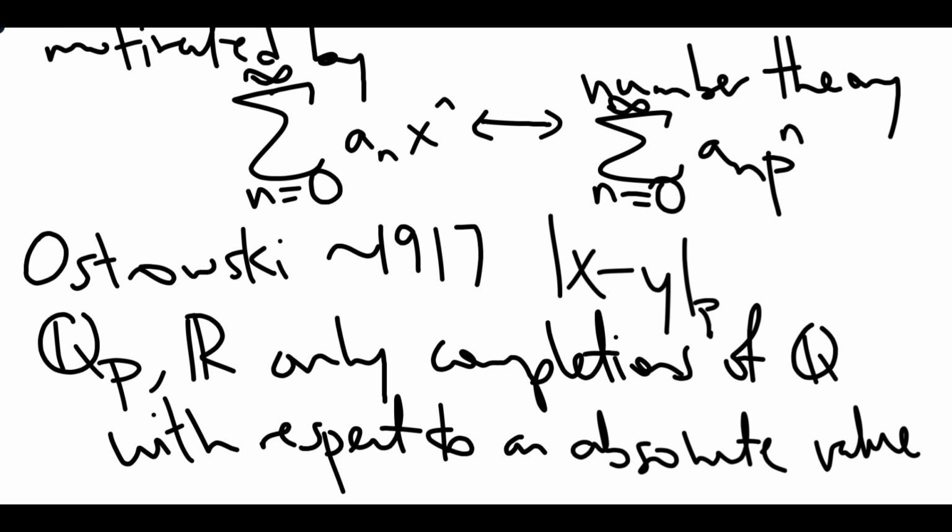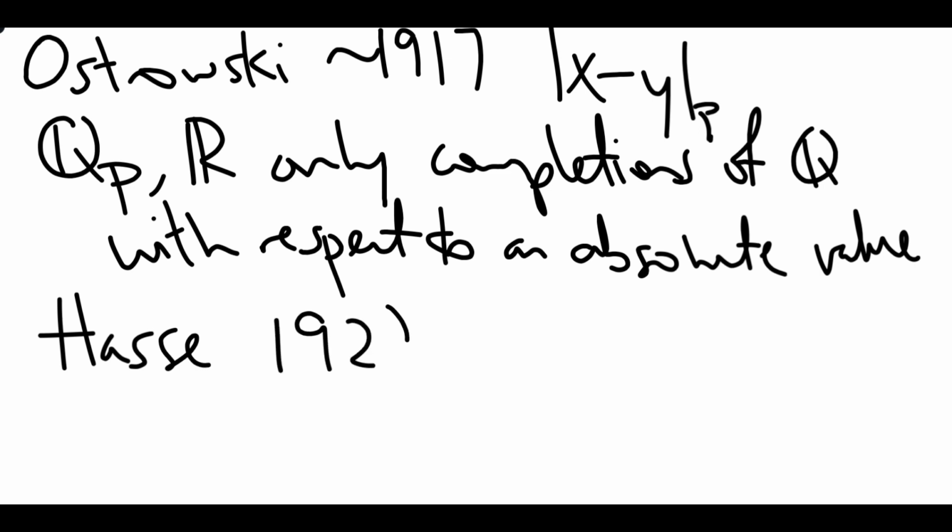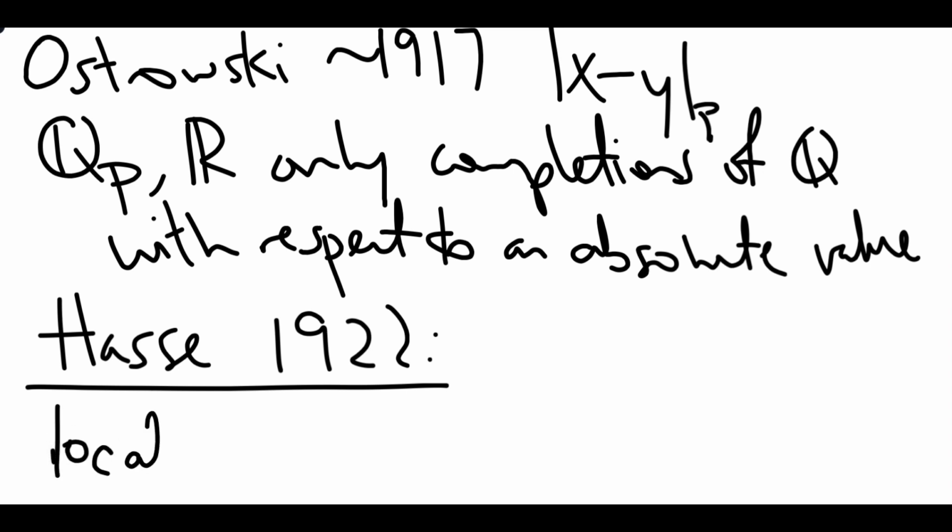Now, just a few years after Ostrowski proved that these are the only completions of Q, Hasse proved one of the first results using p-adic numbers to prove some property of number theoretic objects that were interesting in their own right. So the idea later became known as a local to global principle.